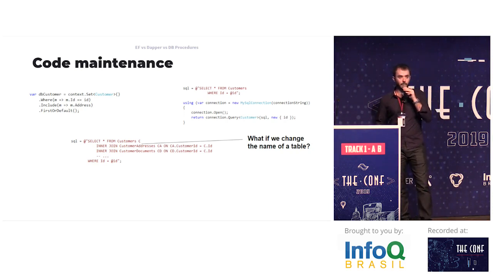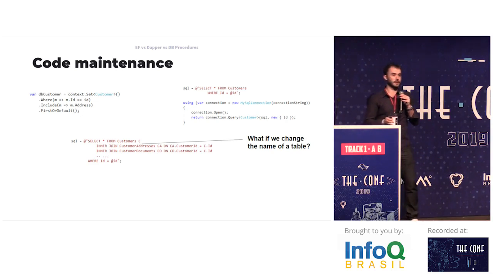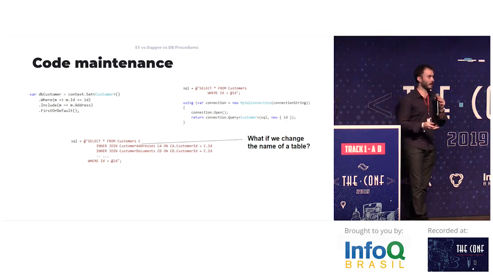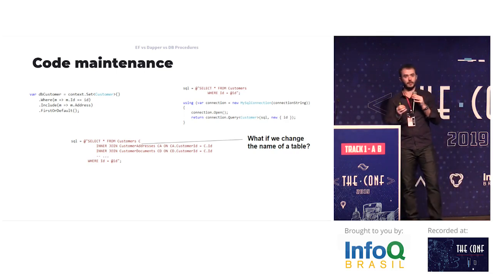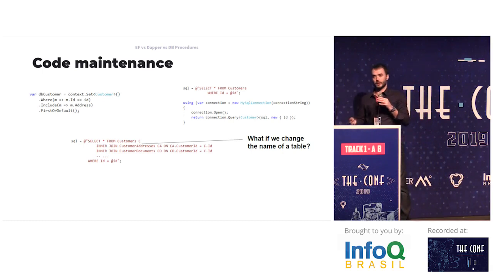And one action that we actually took to make sure this happens is that every single Dapper query has to have its own integration test. It's just something that will ensure that the query is actually running and it's not breaking anything.